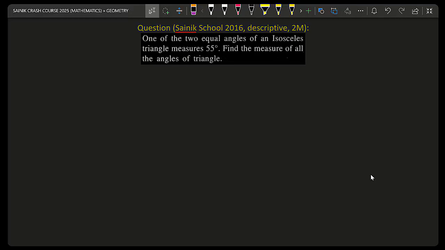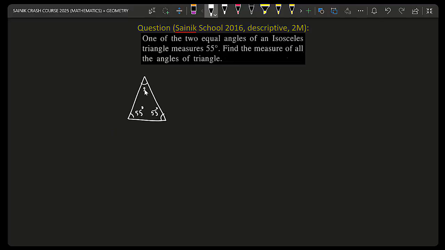Sir, first we do 180 minus... Sir, 180 minus 110. Why 110? Sir, 55 into 2, sir. Why 55 into 2? Sir, there are two angles equal to 55 measures, sir. They said one of the two equal angles is 55, so the second angle also becomes 55, right?